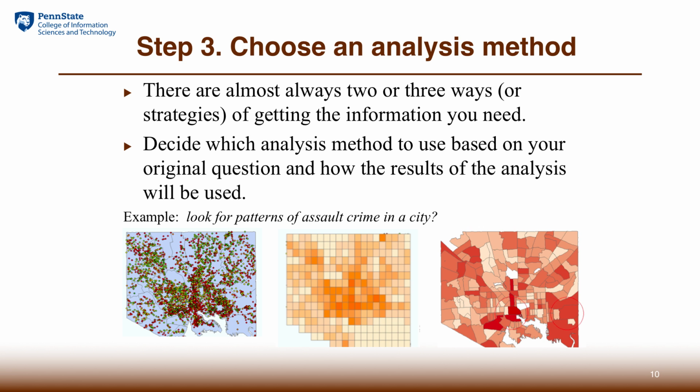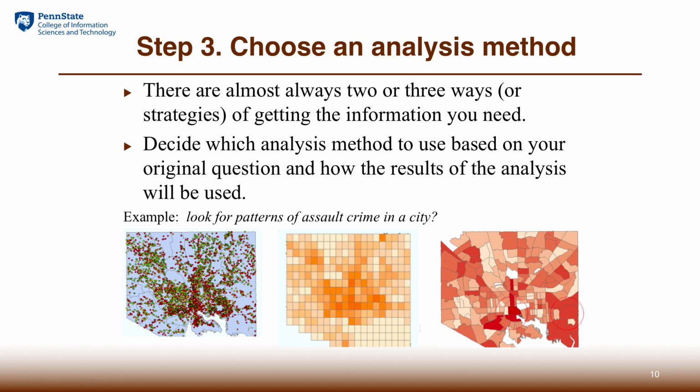So deciding on the analytical methods is based on both the available data as well as the question you want to answer. For example, if you want to look for patterns of assault crime in a city, that question can be answered in multiple ways. In the slides, I show three possible strategies. In strategy one, we can show the individual crime incidents as a map that shows clusters of different crimes. In strategy two, we can show the density of crimes over a regular grid.